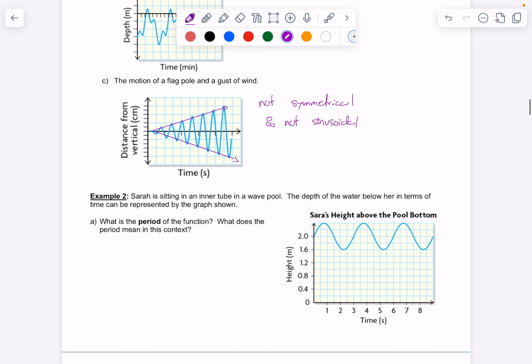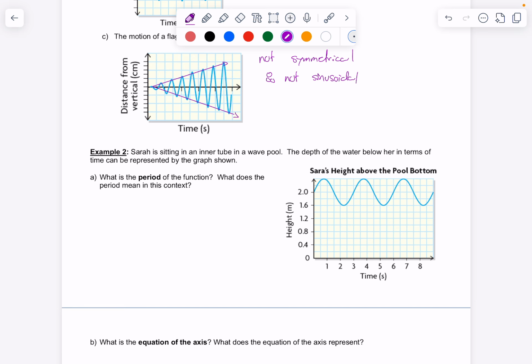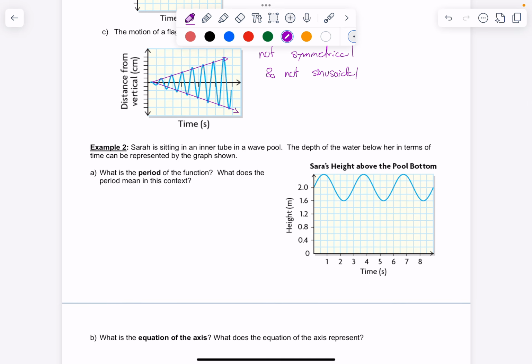Okay. Example 2. Sarah is sitting in an inner tube in a wave pool. The depth of the water below her in terms of the time can be represented by the graph shown. What is the period of the function? What does the period mean in the context?